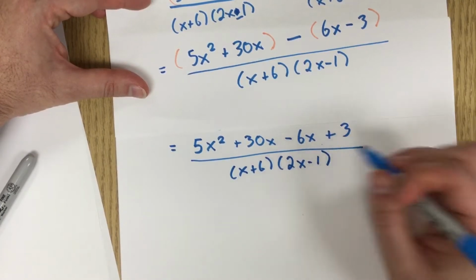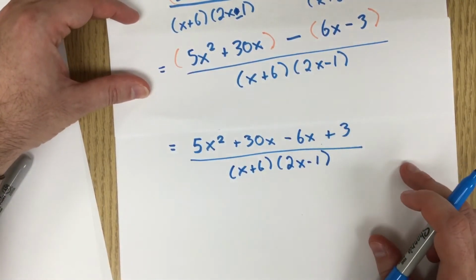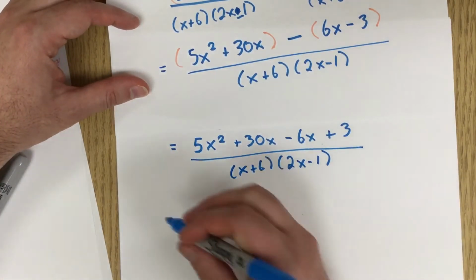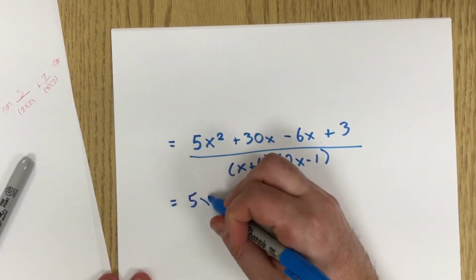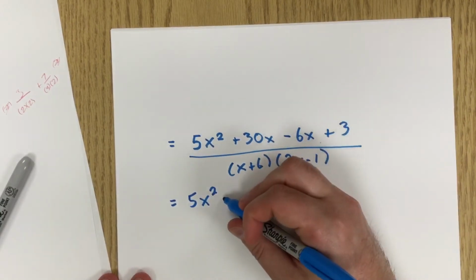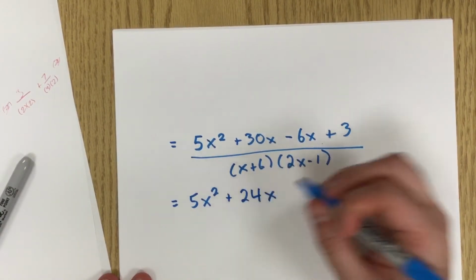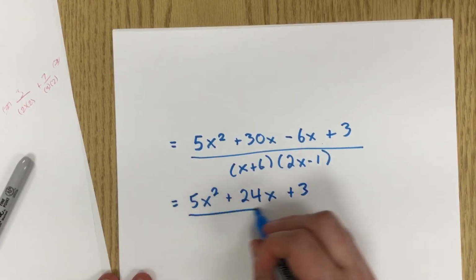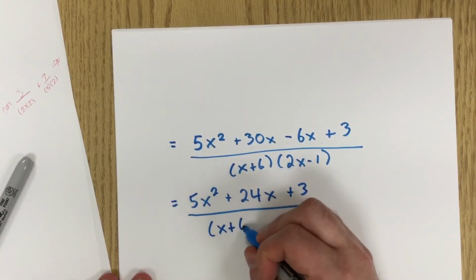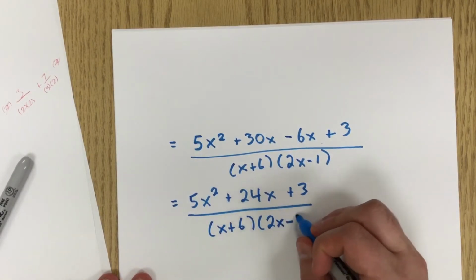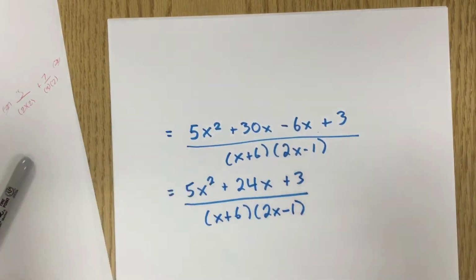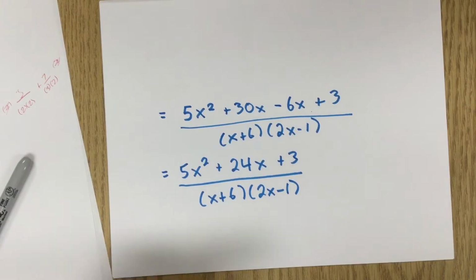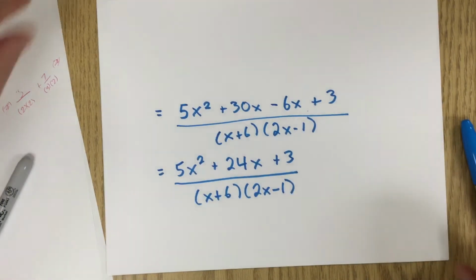And I would probably rewind the video if what I just did there did not totally make sense, to make sure you could follow that. Which then is equal to 5x squared, 30 minus 6, those are like terms, so we could just put those together, plus 24x, plus 3, all divided by x plus 6 times 2x minus 1. For a variety of reasons, we generally want to keep the bottom in factored form, and we want to keep the top in expanded form. So expanded form, factored form. Unless it explicitly says to do something otherwise, of course.